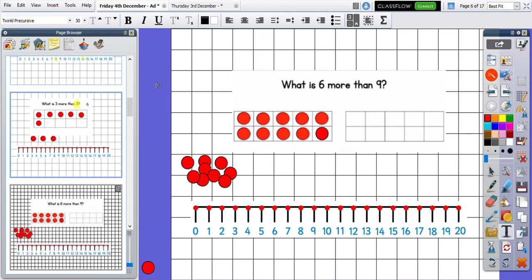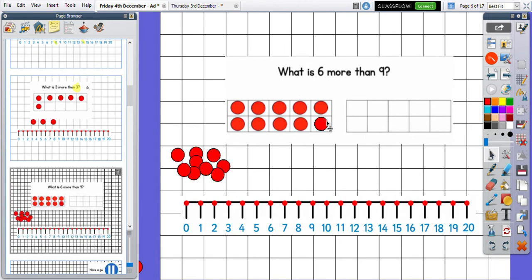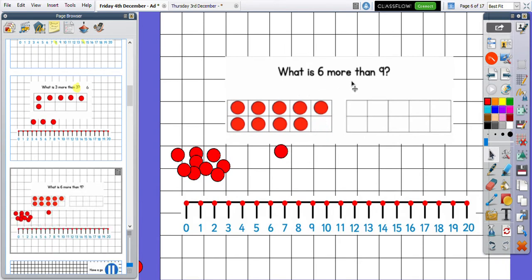Right, let's have a look at the next one then. It says, what is 6 more than 9? So have a quick discussion with whoever you are with, or if you're doing this work on your own, have a think in your head. Which number do you think we need to start with? If you said 9, well done, you have got it correct. Because it says, what is 6 more than 9? So we are starting with 9.